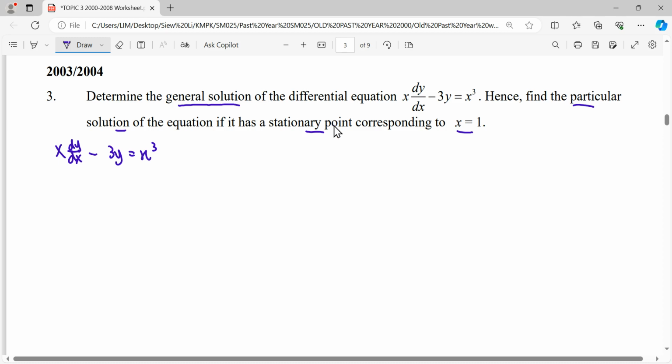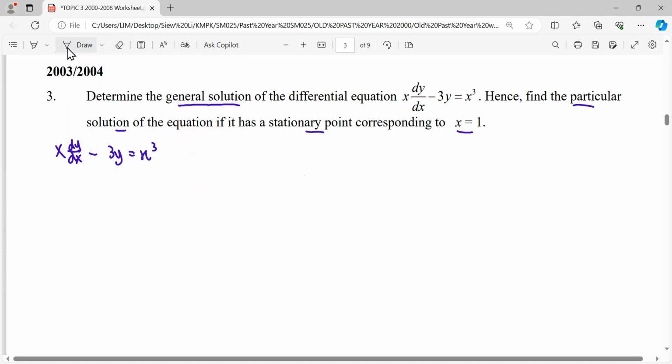So first of all, we find the general solution. Based on the DE that we have, we try to rearrange dy/dx as the subject. So we move 3y to the right hand side, become plus, then divide by x. Notice that for this expression, we cannot factorize y completely from x, which means that this question is not suitable for separable. So we need to start solving by using integrating factor.